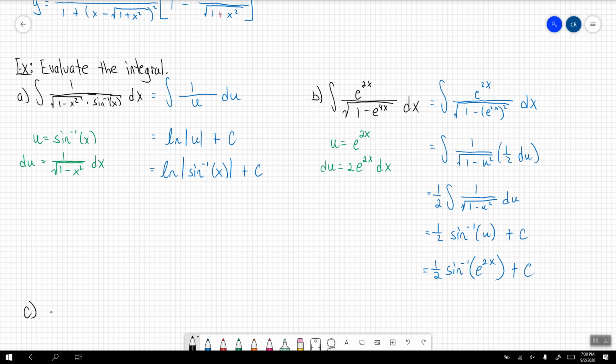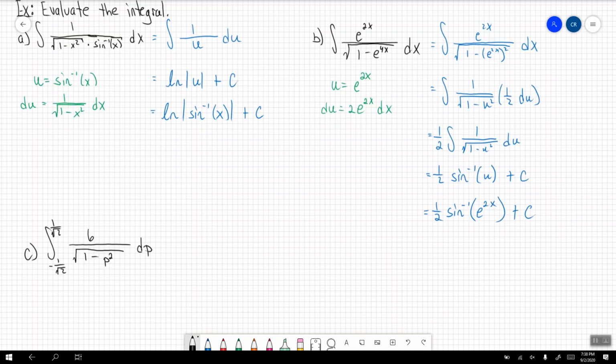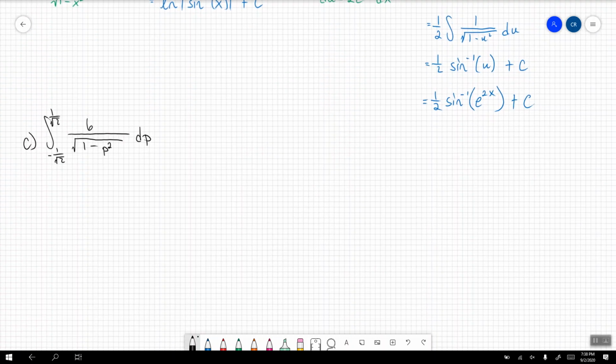Part C. Part C, I want to evaluate from negative 1 over square root of 2 to 1 over the square root of 2. And this is going to be for the integrand of 6 divided by the square root of 1 minus p squared. And this is going to be with respect to p. Okay, so here we are. Let's look at what we can do.